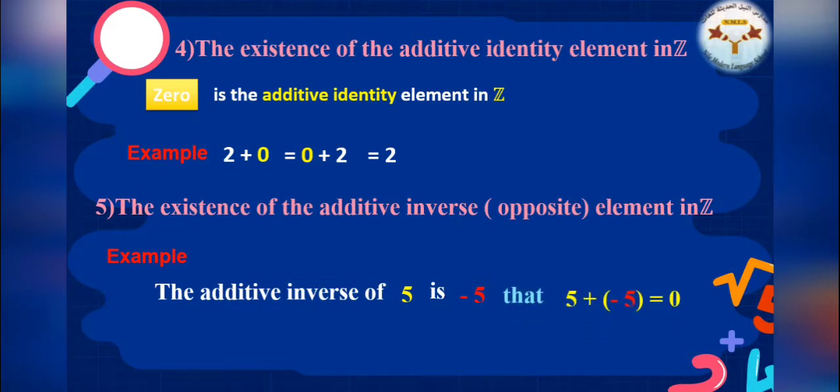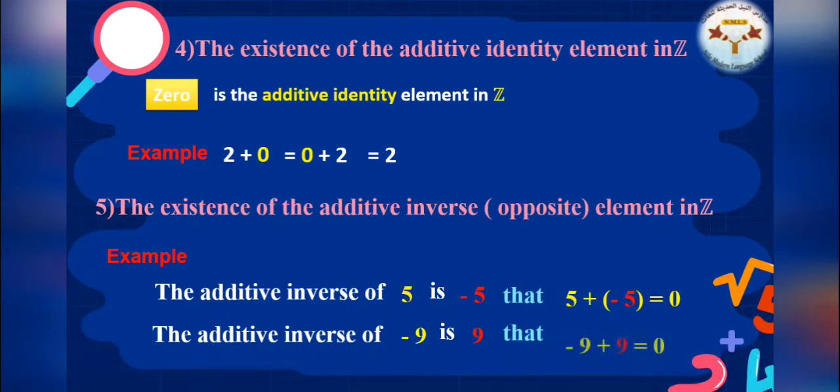If you earn £5, then you lose £5, so you got nothing. Earn 5 and lose 5, you have nothing. The additive inverse of -9 is 9. If you add the number to its additive inverse, the answer is 0. -9 plus 9 equal 0.